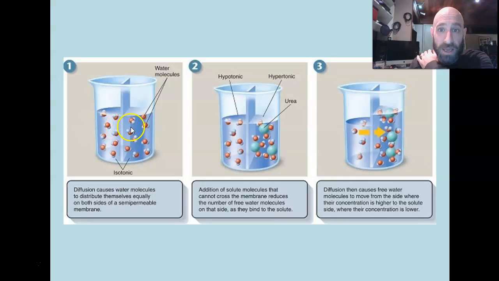This is isotonic. If I add some larger molecules here, well, now this side becomes hypertonic because there's more solute than solvent. This side is hypotonic. So what ends up happening is the water goes from where there's more water to where there's less water. So the water is going to travel across the membrane to the other side.